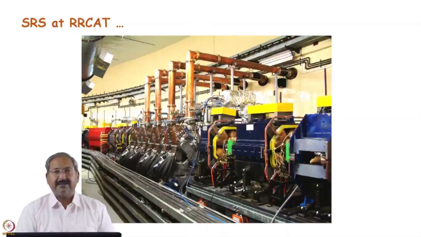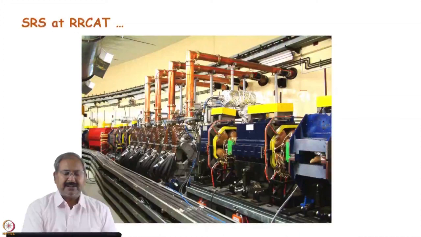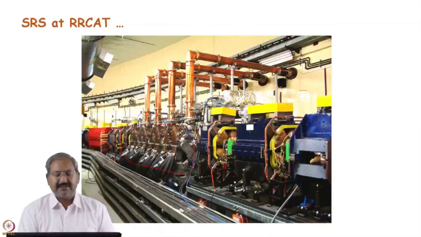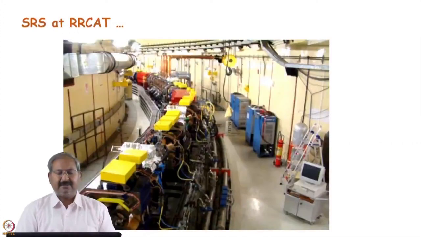This is the RF cavity of Indus 2. The RF power source is kept beyond this wall, and these four cables, which are coaxial cables, feed that RF power to this RF cavity. So you can see that four RF cavities are shown in this picture. Actually Indus 2 has six RF cavities, and these are the quadrupoles, and this is a bird's eye view of the lattice of Indus 2.